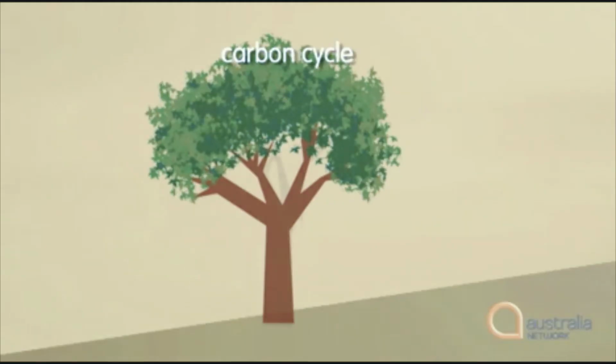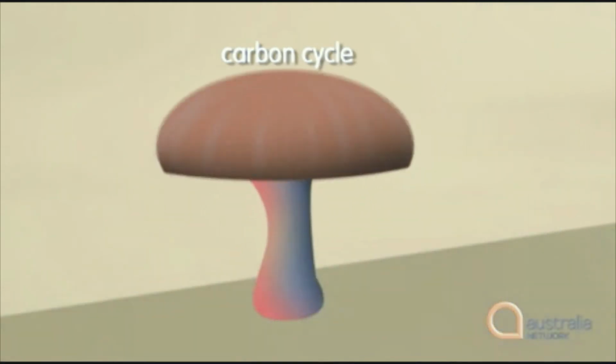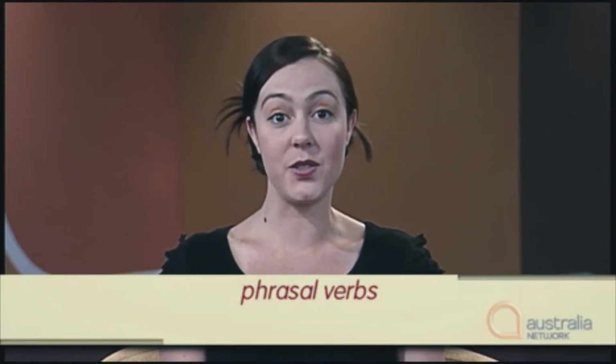The organic matter helps new trees to grow again, and then those trees die. We're back to the first stage again. This is the carbon cycle. Okay, now we're going to look at some phrasal verbs.